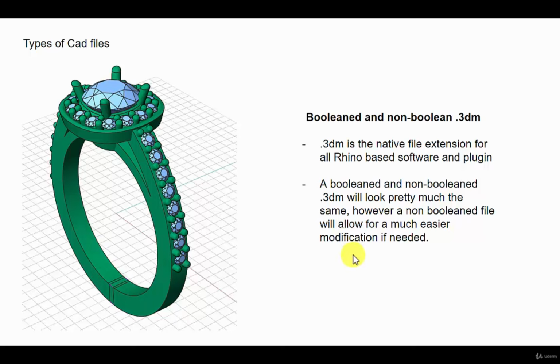If it's Boolean, the prongs would be joined together with the shank and all in parts, okay? I mean, the halo would be another part, in this case the prongs might be another part. That's entirely up to you how you would separate the file in terms of production. But the 3DM could be all together or could be separate in many parts, okay?